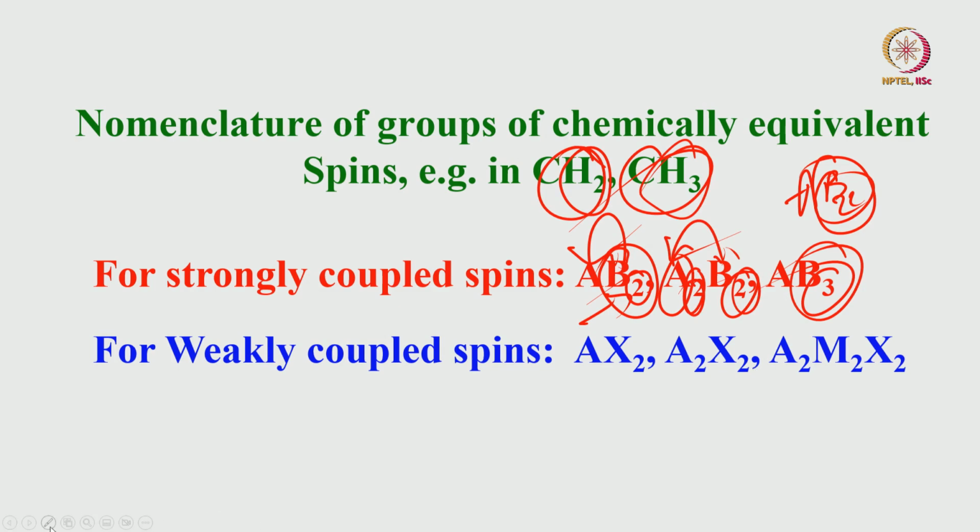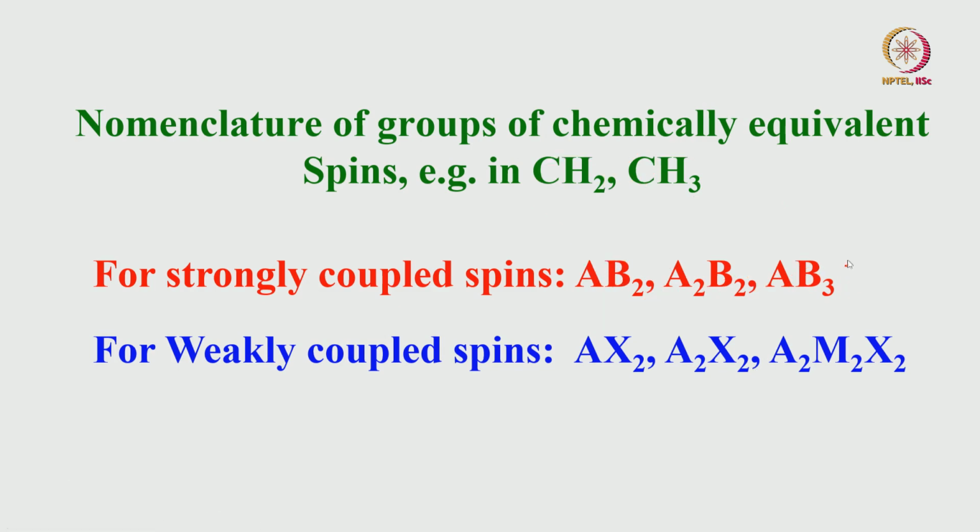You should understand the nomenclature we are going to use here. AB3: A and B are strongly coupled, but in B there are 3 equivalent protons, that is why the subscript is 3. The same thing we can do for weakly coupled: I can call it AX2, A2X2, A2M2X2. In AX2, there are 2 protons which are chemically equivalent, that is the subscript 2, and A and X are weakly coupled. Similarly, in A2X2, 2 protons are equivalent here and 2 here, but A and X are weakly coupled. That is the nomenclature.